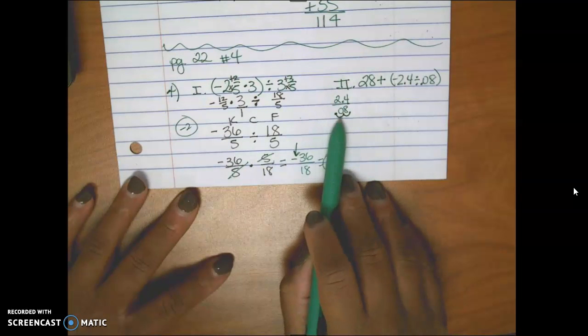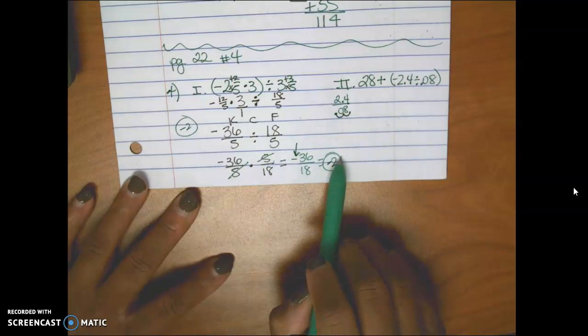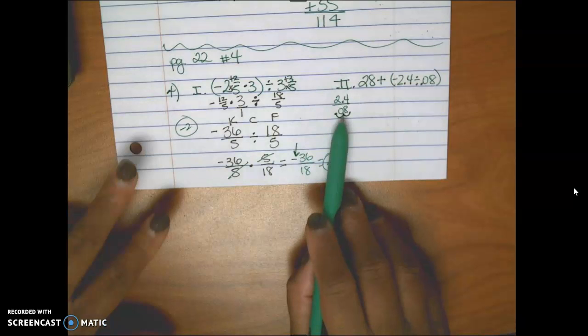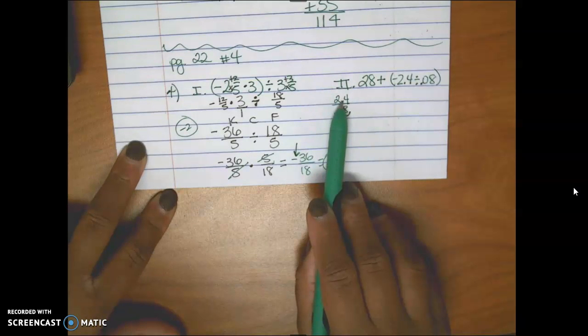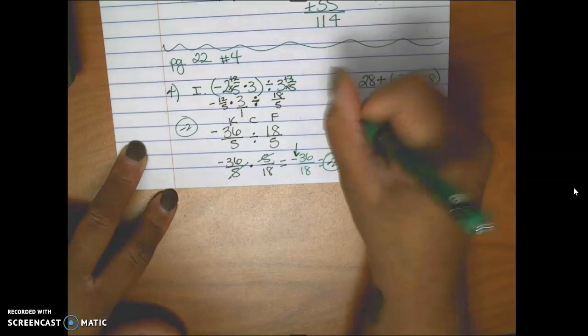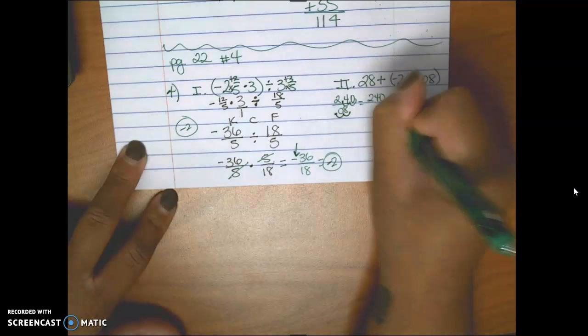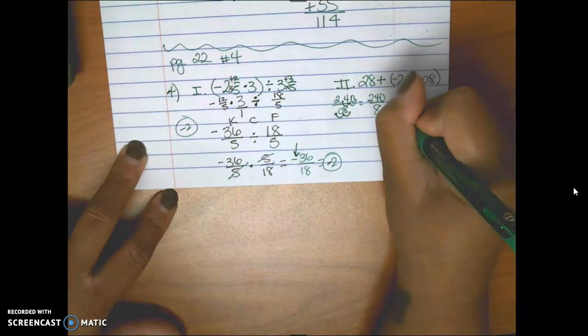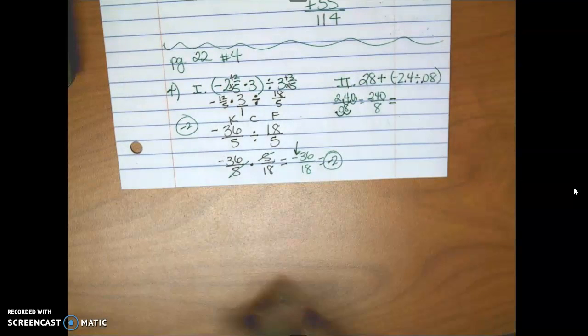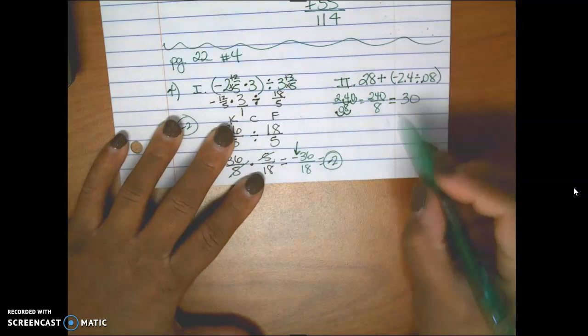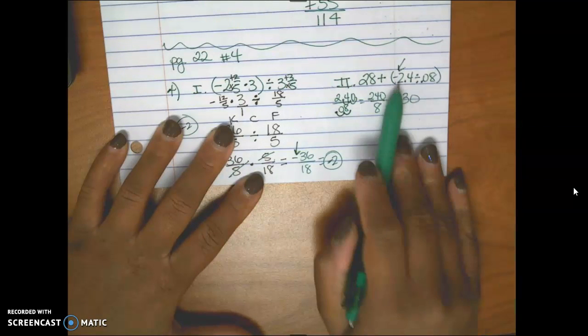How many times do I move my decimal? How many? 2. So whatever I do to the bottom, I do to the top. So this is now 240 because I got to put a 0 here, divided by 8. How many times does 8 go into 24? So how many times does 8 go into 240? 30. And these have different signs, so it's going to be what?